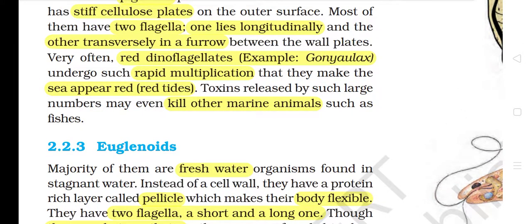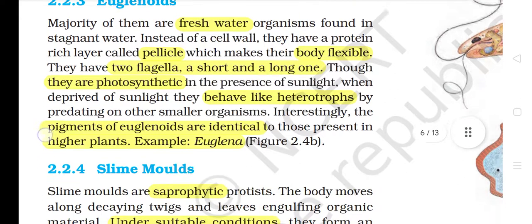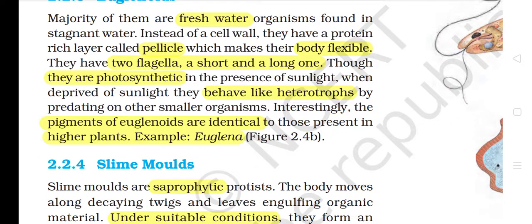2.2.3 Euglenoids. The majority of them are freshwater organisms found in stagnant water. Instead of a cell wall, they have a protein-rich layer called pellicle, which makes their body flexible. They have two flagella, a short and a long one. Though they are photosynthetic in the presence of sunlight, when deprived of sunlight, they behave like heterotrophs by predating on other smaller organisms. Interestingly, the pigments of euglenoids are identical to those present in higher plants. Example: Euglena, figure 2.4b.